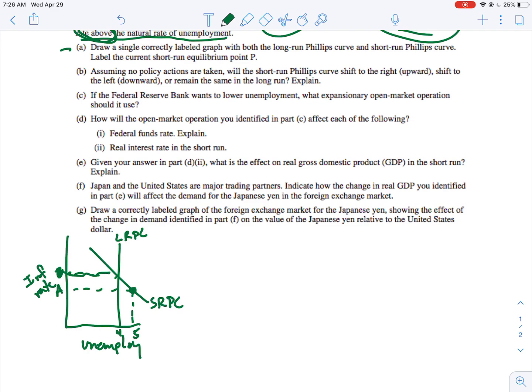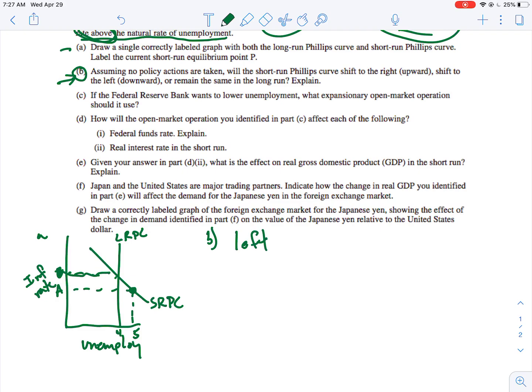Okay, if no policy actions are taken, we're into part B now. Will the short run Phillips curve shift to the right, which is up, shift to the left, which is down, or remain the same? In the short run, if nothing happens, that's basically the classical approach, right? Do nothing and let the economy work itself out. So it will shift to the left.